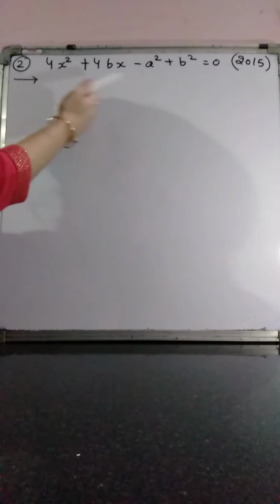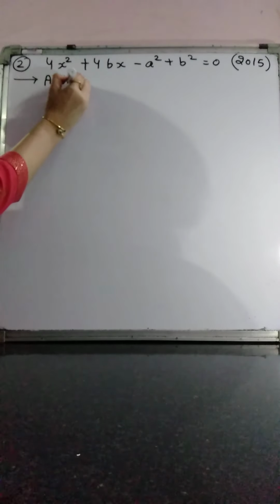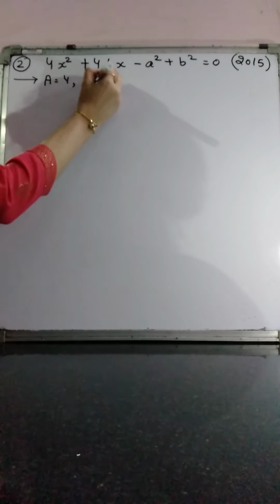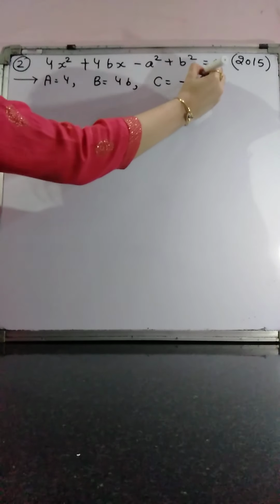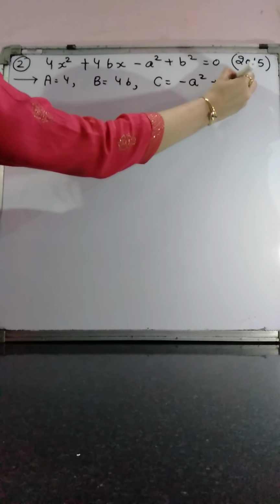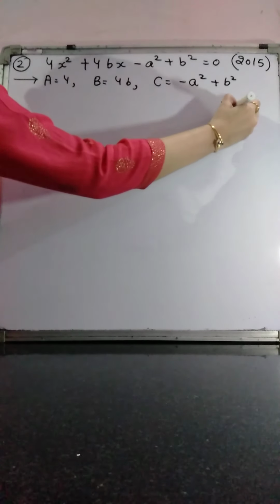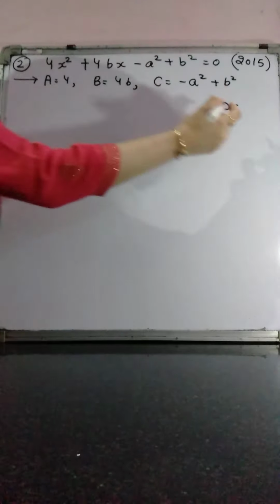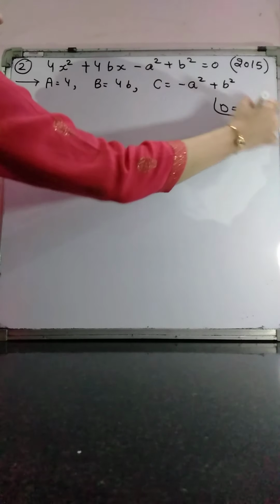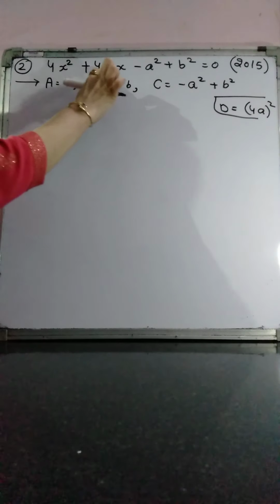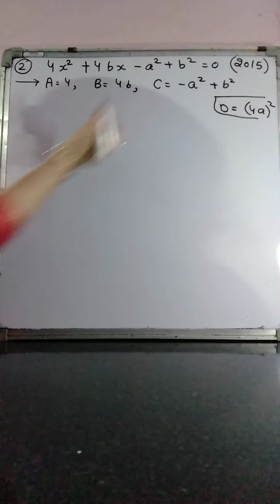Now the second question is this. First of all, compare: the value of a is 4, the value of b is 4b, and the constant term c is given by −a² + b². Without even solving, we can definitely get D: if it is b here, then we are going to get a. This is the trick of these questions. If it is 4b, then D is going to come (4a)².